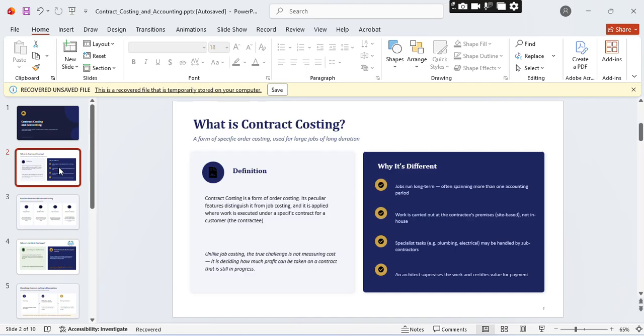And also it involves specialists. The tasks involved in contract costing involve specialists such as plumbing, electrical work, building and the likes, and it may also be handled by subcontractors. Now, an architect supervises the work and certifies value for payment. What we're saying is that before the contractor will be paid, the professional architect will supervise the work and certify the work to be paid.